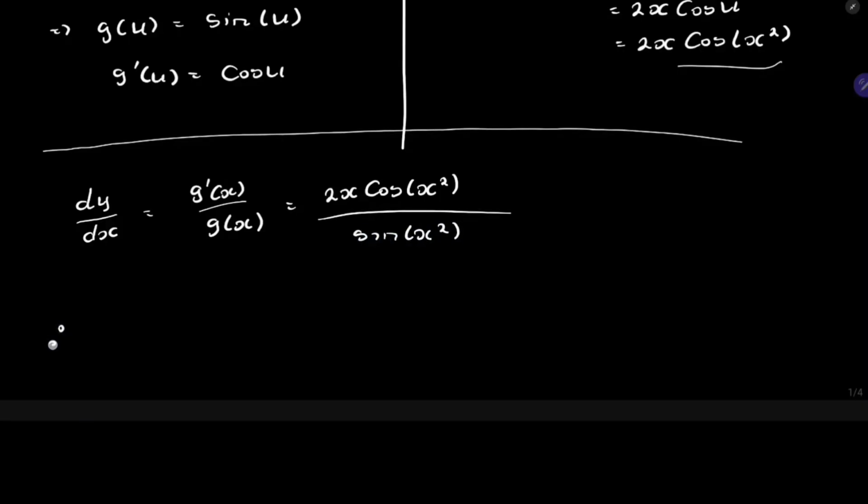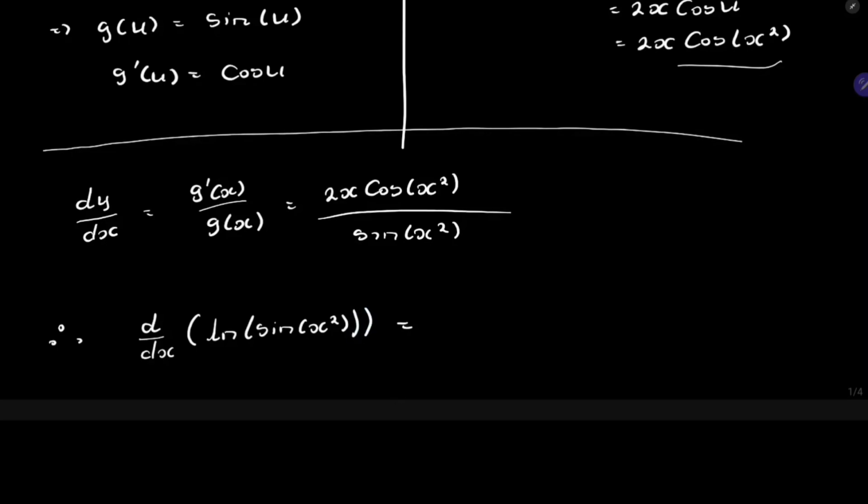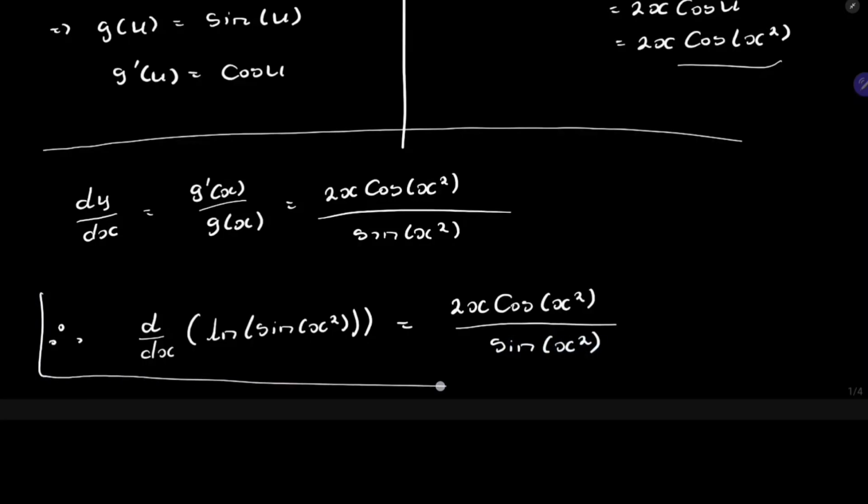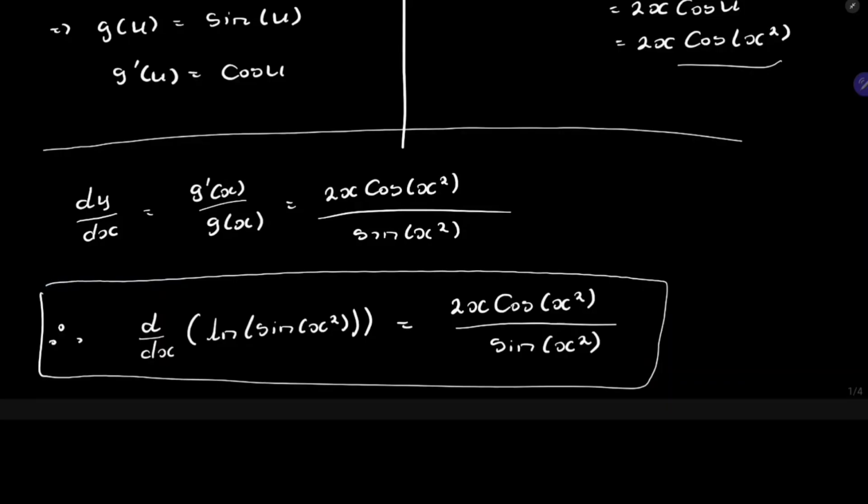We can then conclude that the derivative with respect to x of the function ln of sine of x squared, sorry, I put 3 brackets here instead of 2. Yes, 3 is okay, 3 is needed, is the function 2x cos x squared divided by sine x squared. We encase our answers.